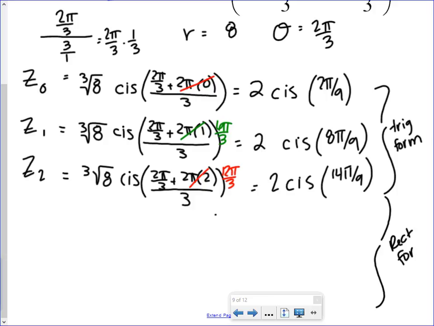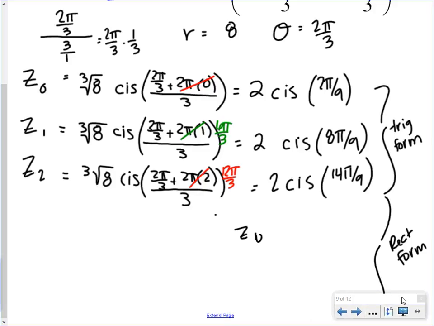And I'm going to do that so that we can see visually what these things look like. Here's what I'll say. If you're putting them into rectangular form, use a calculator. I'm not expecting you at this point to do any work on the unit circle or find an exact answer. So what I would do is I'd pull out my calculator and I would do 2 cosine 2 pi over 9.